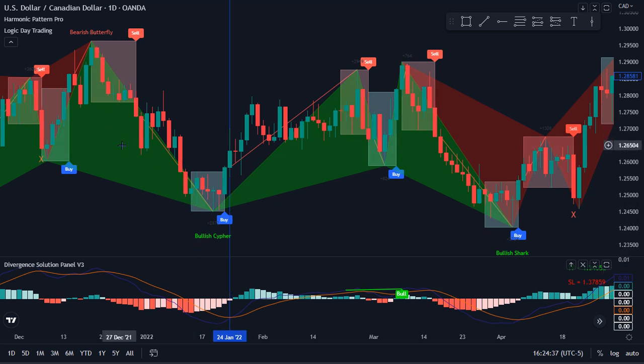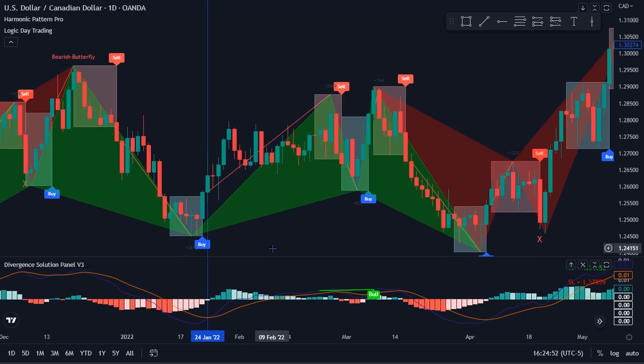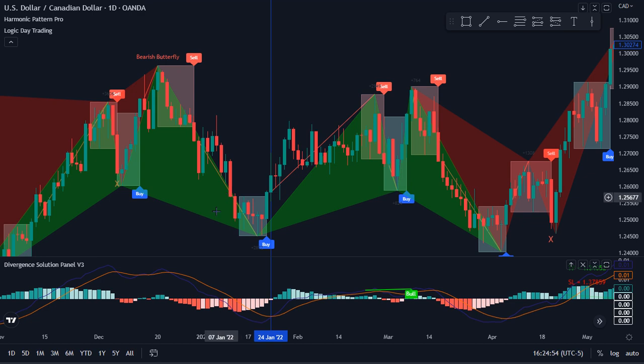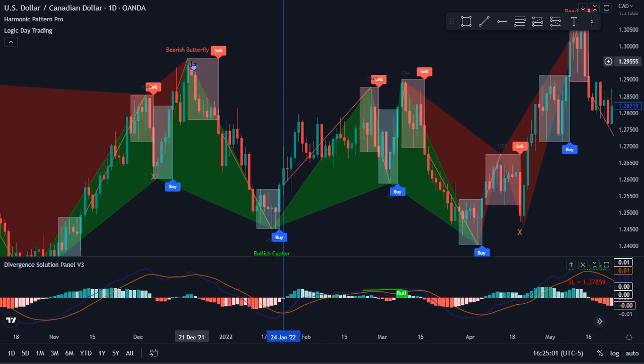So correlating with our bullish bias with the harmonic pattern telling us to look for buys, we then soon after see the logic day trading give a buy signal right as the moving averages are crossing. So telling us that price has these confirmations lining up to make a run higher, which we see it does. This one does not quite get here. However, it easily gets to the halfway point of the overall leg.